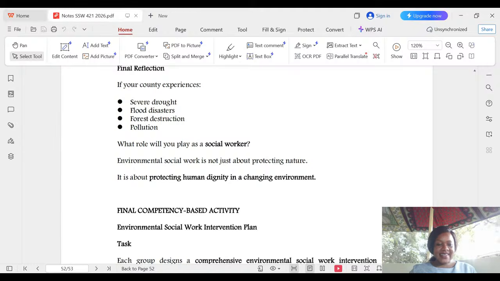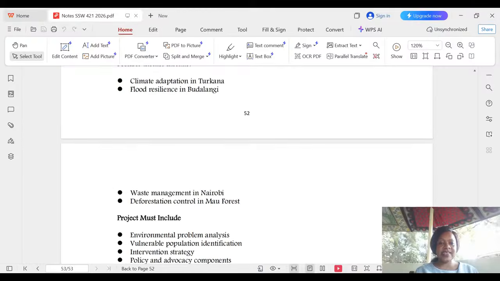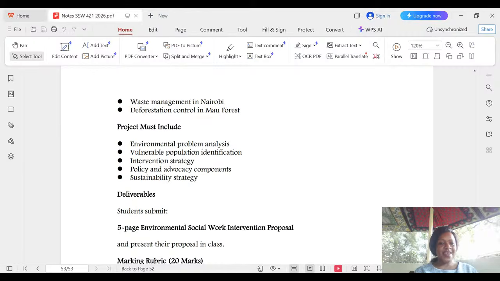Let us look finally at this final competency-based activity. The environmental social work intervention plan. The task is that in your groups, you design a comprehensive environmental social work intervention plan for a Kenyan community of your choice. Possible themes include, but you can use any other: climate adaptation in Turkana, flood resilience in Budalangi, waste management in Nairobi, deforestation control in the Mau forest. Projects must include environmental problem analysis, vulnerable population identification, intervention strategy, policy and advocacy components, and sustainability strategy.